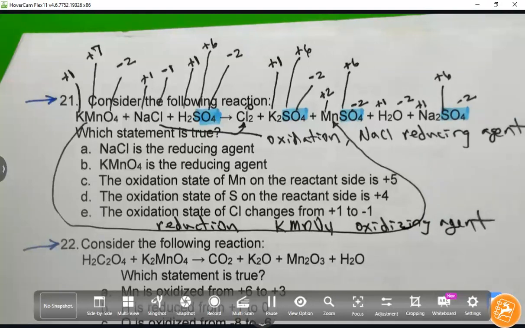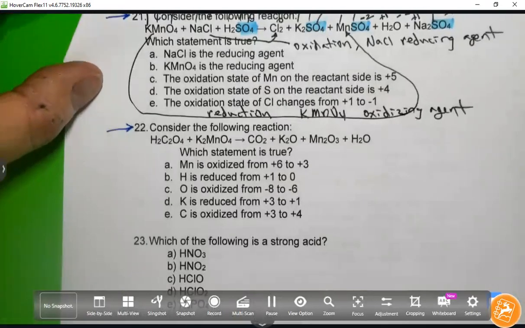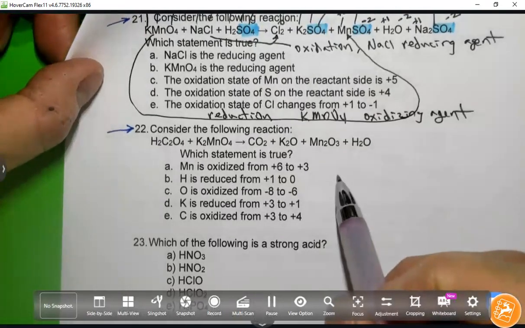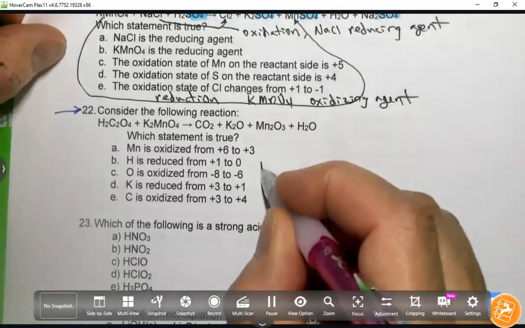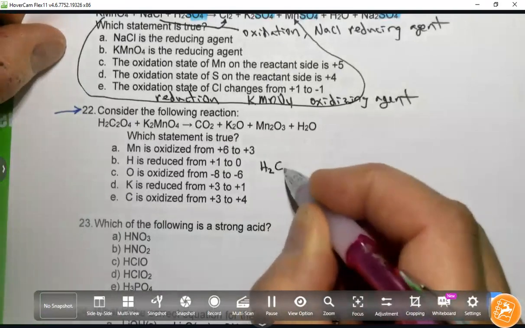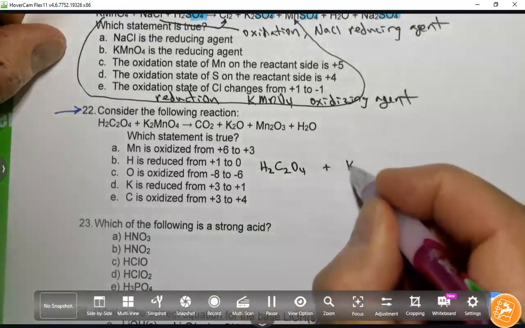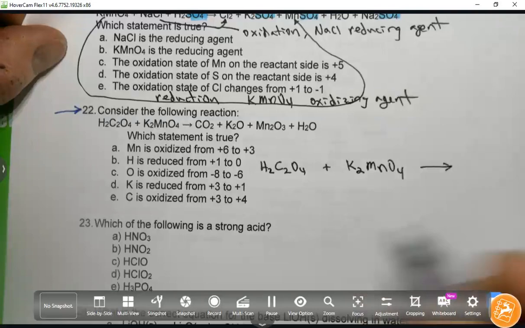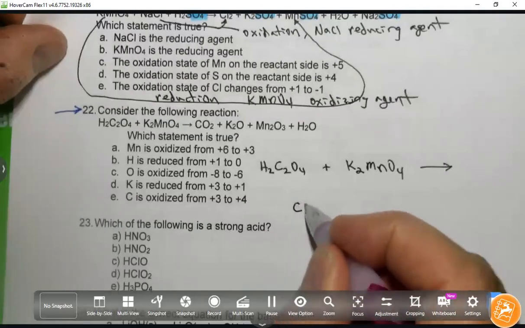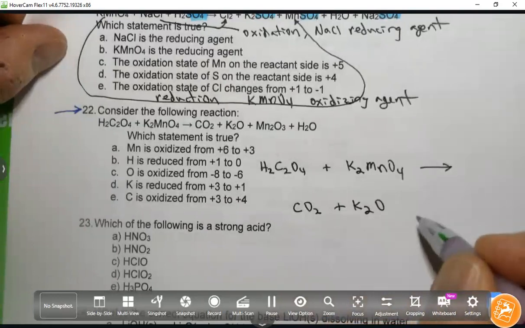All right, 22. Let's see what we got on 22. I'm going to try to write out 22 and squeeze it in right here, maybe. I'm going to write this out so that it gets a little bit more organized.